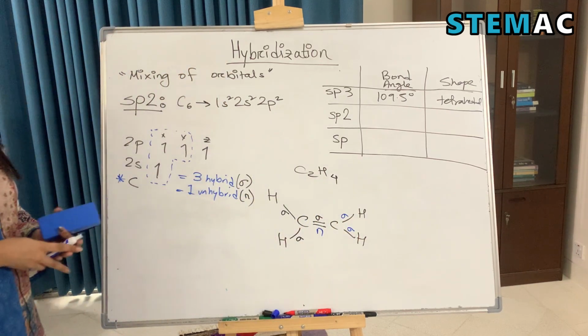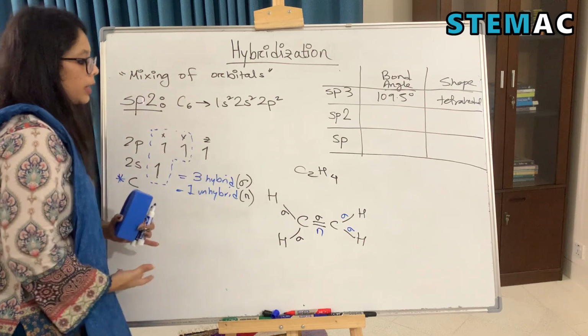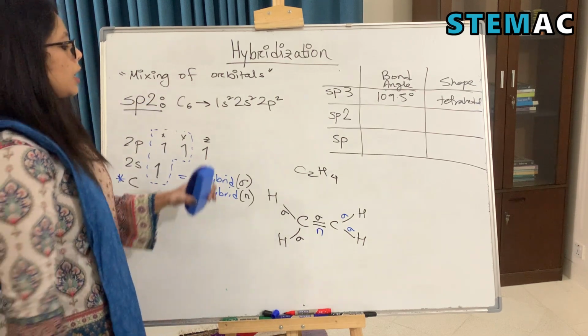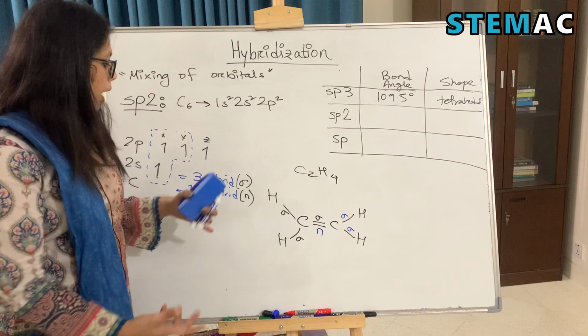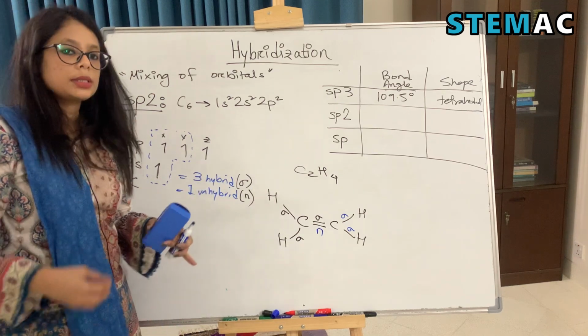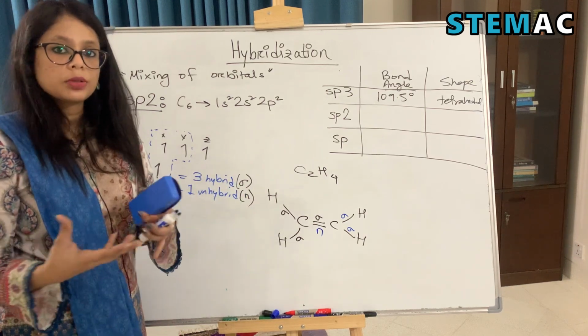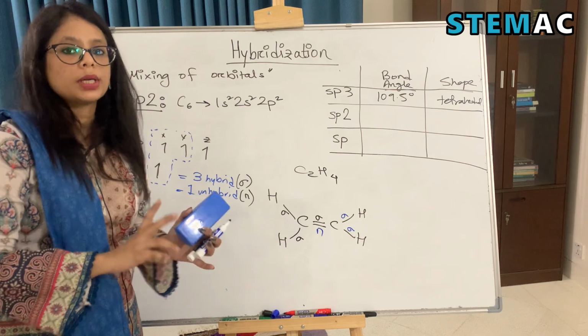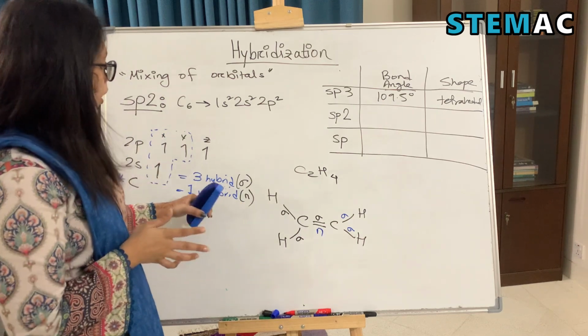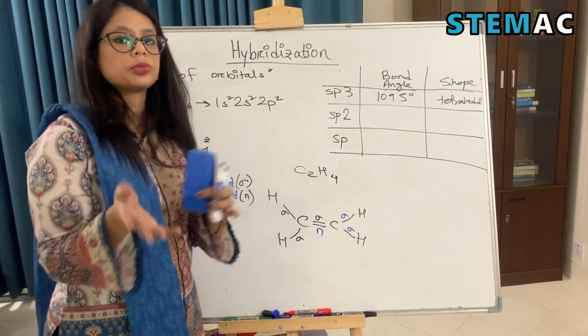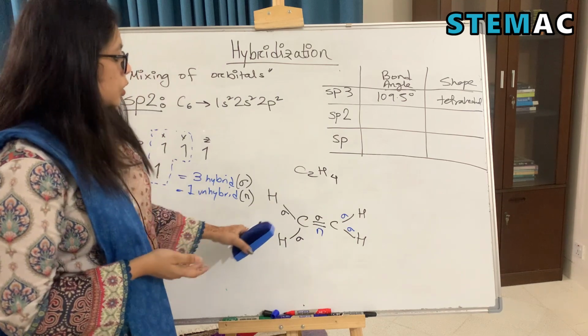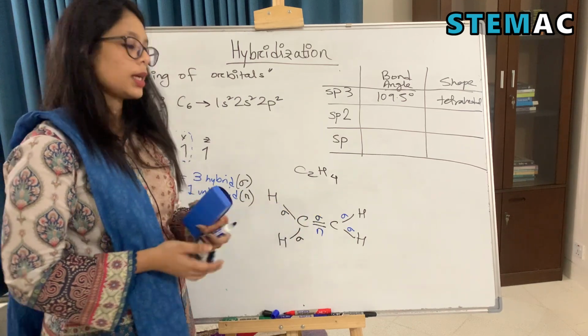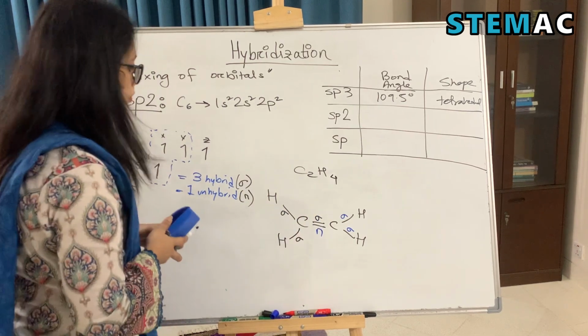So in the case of hybridization, we say that sp2 hybridization has 3 hybrid orbitals and 1 unhybrid orbital. The hybrid orbitals actually indicate the hybridization which takes place between the orbitals through the sigma bond formation, and the unhybrid orbitals through the pi bond formation. So I guess this is pretty clear.